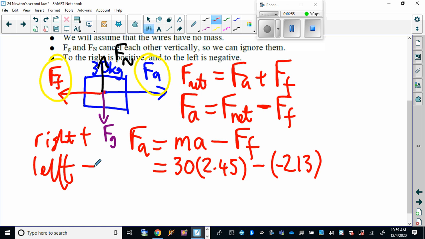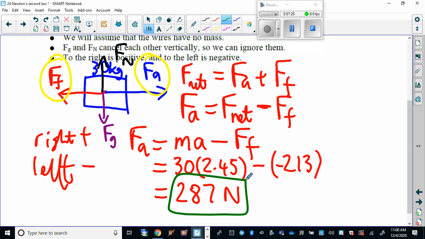Okay, so that's very important. Put that negative sign in there, and then we stick it into the calculator. It's 30 times 2.5 minus negative, or you could have just put plus 213, and you get 287 newtons is the answer to the question, the applied force.